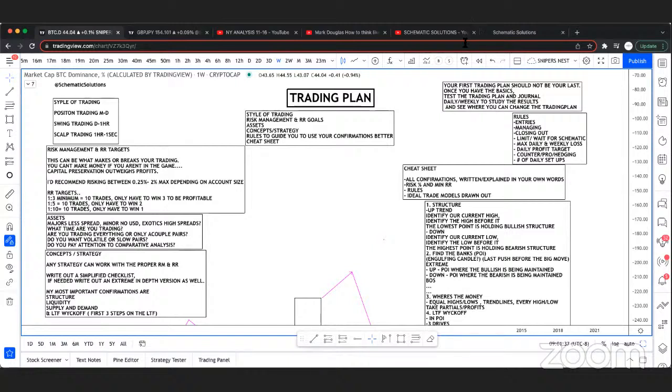So we have a little itinerary. First things first, we're going to talk about what we're going to talk about. Ultimately, we have our style of trading. We want there to be risk management and risk reward goals. We want to understand what assets we're going to be trading. We want to understand whatever concept or strategy confirmations we're going to be using. We also would like rules, and these set of rules are more so going to really guide us to properly utilize the trading plan in general. And then last but not least, we have our actual cheat sheet.